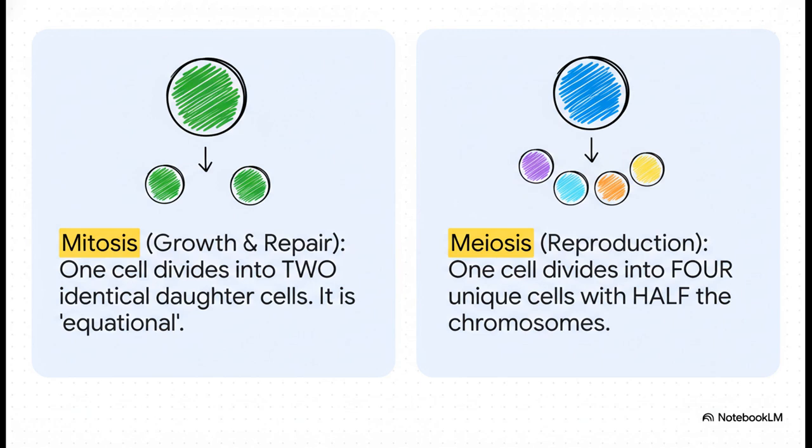Here's the simple breakdown. Mitosis is for everyday growth and repair. One cell divides once to make two identical daughter cells. Think of it as cloning. Meiosis, on the other hand, is only for making reproductive cells, or gametes. One cell goes through 2 rounds of division to make 4 unique daughter cells, each with half the original DNA. So, to put it simply, mitosis makes clones for repair, meiosis creates genetic variety for reproduction.